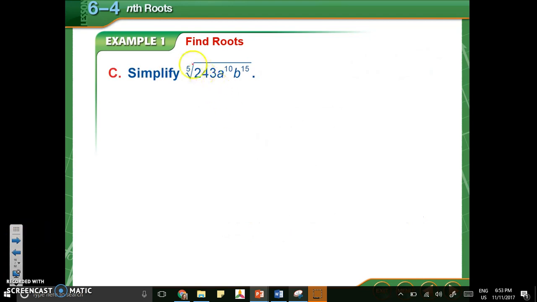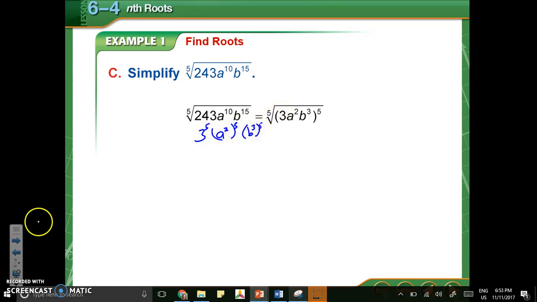Okay, let's look at this one. Here we have an odd root. So the 5th root of 243 a to the 10th b to the 15th. Tomorrow in class, I'm going to give you a chart of common cube roots, 4th roots, and 5th roots that you need to be familiar with. And you'll see on that list that 243 is a 5th root. 243 is 3 to the 5th. You can also investigate that with your calculator a little bit. a to the 10th is a squared to the 5th. And b to the 15th is b cubed to the 5th. So when I take the 5th root, I end up with 3a squared b cubed. And that would be my final answer.